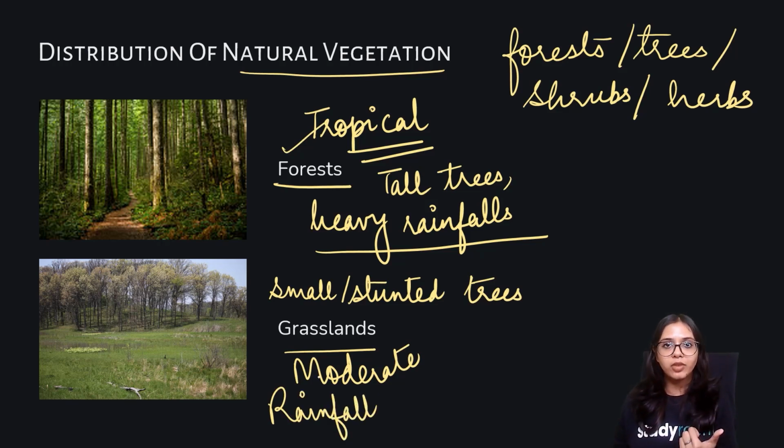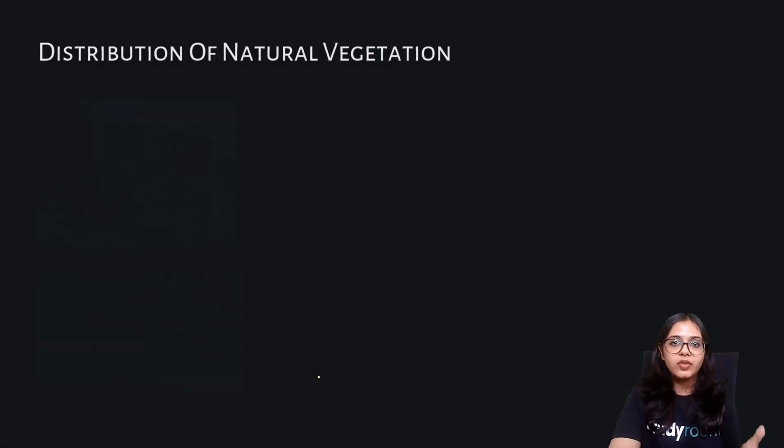So of course, the kind of wildlife that you'll be encountering in these areas would also be different, because different animals have different needs for their survival. Some may need heavy rainfall, some may need low rainfall, some may need moderate rainfall, some may need different kinds of fruits and trees, and depending upon these areas, they are distributed equally and evenly.